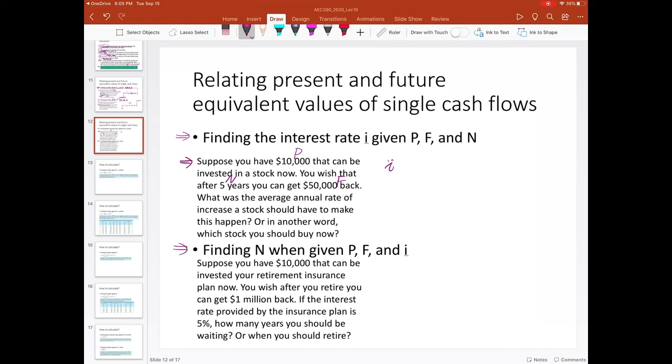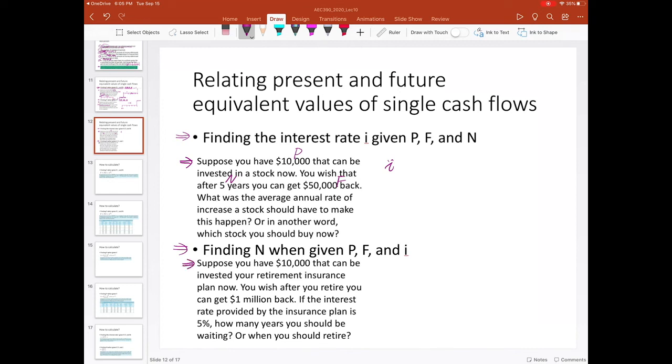Okay, then the last scenario is finding the N when given P, F, and I. So you know your present value, you know the equivalent future value, you know the interest rate, but you don't know how long it's going to take to make the present value equal to the future value.